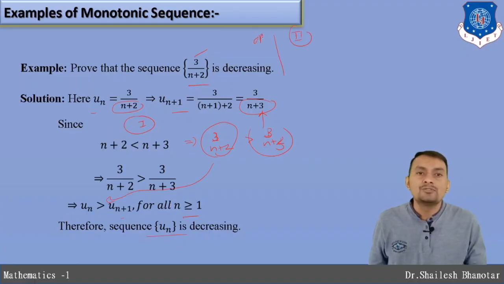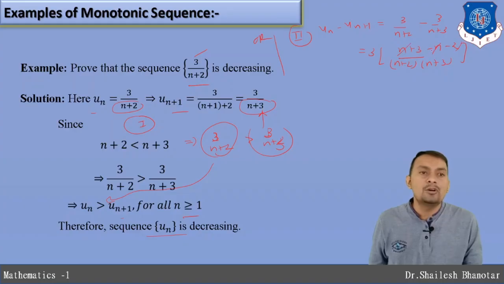Method number 2. What you have to start with is u_n minus u_(n+1). You can see u_n is nothing but 3 divided by n plus 2, and u_(n+1) is 3 divided by n plus 3. When you take 3 common and take the LCM, n plus 2 into n plus 3, here n plus 3 is there, and here n plus 2 will be there with a minus, because if I put plus here, that will be in a bracket, but when I open the bracket, it will be the minus.